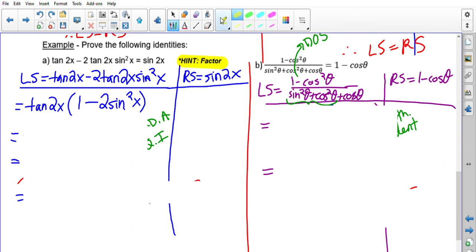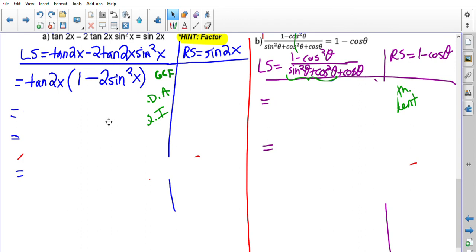Okay, so I'll just write it in. I know it's not an identity, but we took out a GCF of tan 2x. So we had a tan 2x here. So when we pulled it out, we're left with 1. And then we have a tan 2x here. And then when we pulled it out, we're left with negative 2 sine squared x.